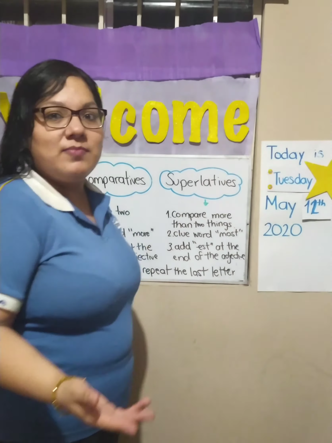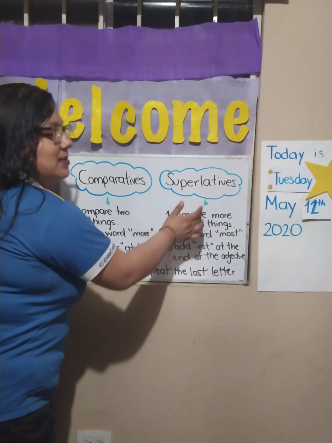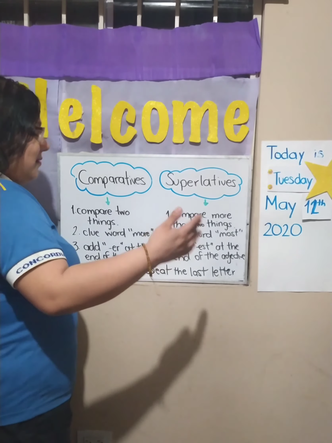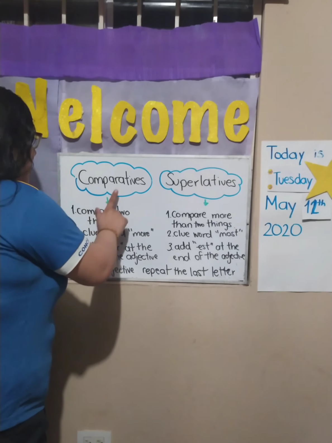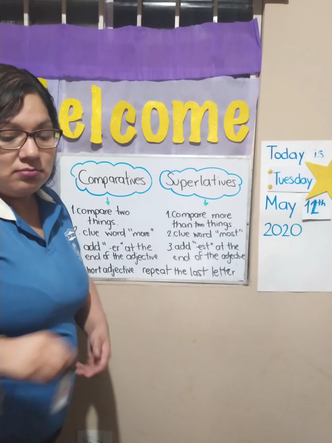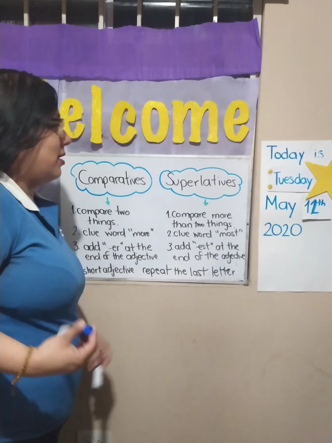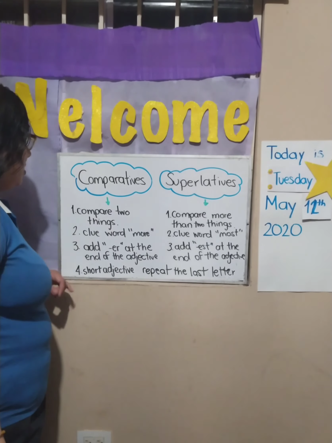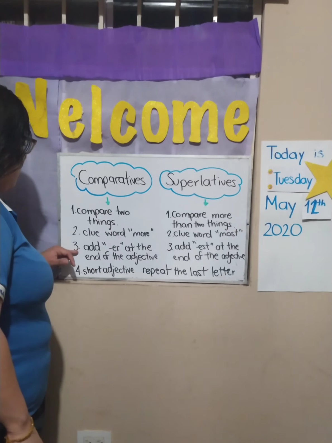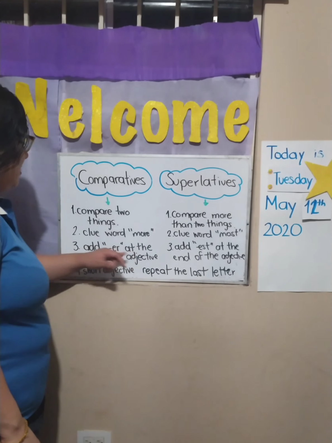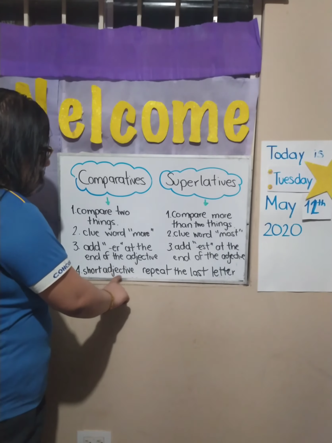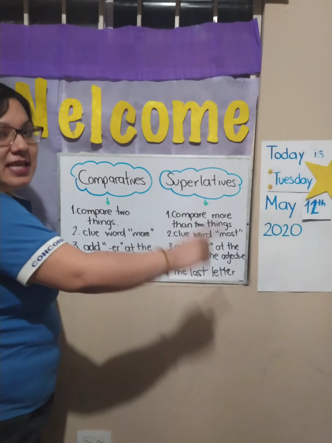Class. Today we are going to make a review about comparatives and superlatives. Let's identify the characteristics of each one. Number one, comparatives. Number one, compare two things. Two things, okay? Number two, the clue word is more. Number three, add ER at the end of the adjective, okay? And number four, short adjective, repeat the last letter.